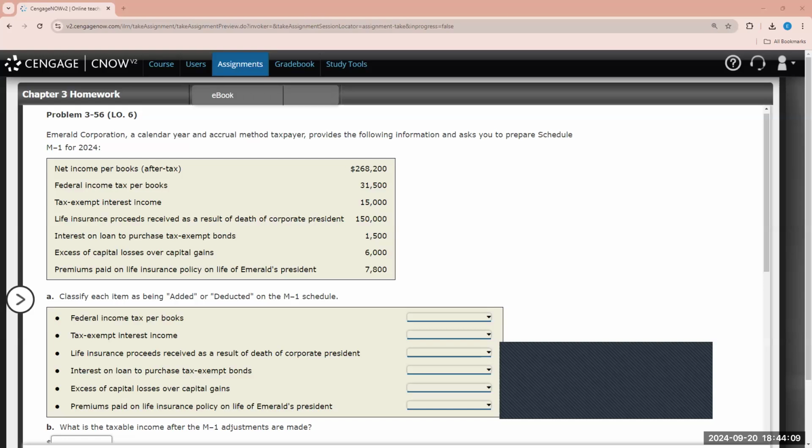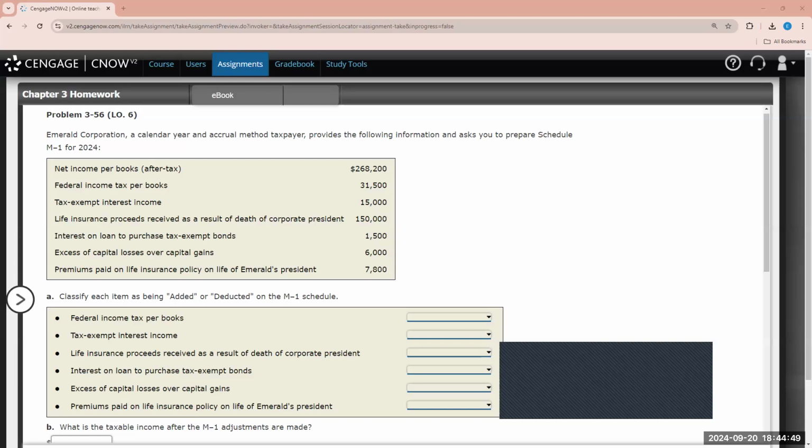So here it states Emerald Corporation, a calendar year and accrual method taxpayer, provides the following information and asks you to prepare Schedule M1 for 2024. We have net income per books after tax, federal income tax per books, tax exempt interest income, life insurance proceeds received as a result of death of corporate president, interest on loan to purchase tax exempt bonds, excess of capital losses over capital gains, premiums paid on life insurance policy on the life of Emerald's president. So it's asking to classify each item as being added or deducted.